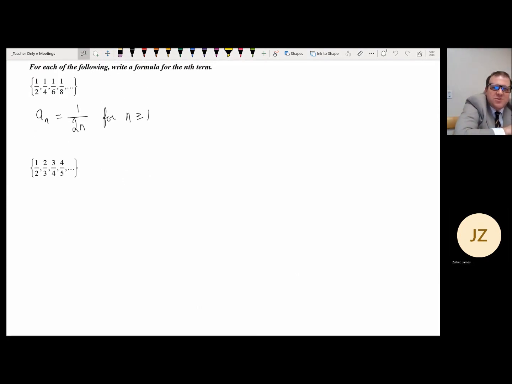So the sequence: a half, 2/3, 3/4, 4/5, so on and so forth. Again, let's just start with n equals 1. So the first term would be 1/2, second term 2/3, third term 3/4, fourth term 4/5, so on and so forth. You're starting at 1. Could you just do n over n plus 1?